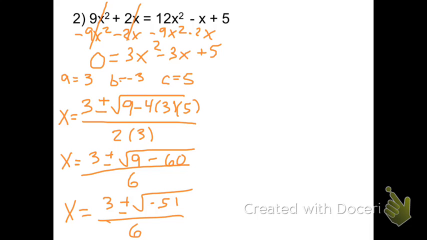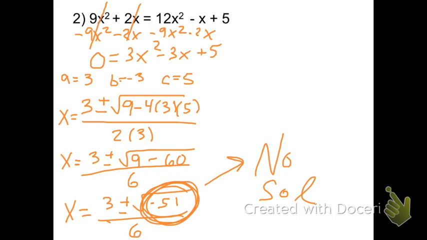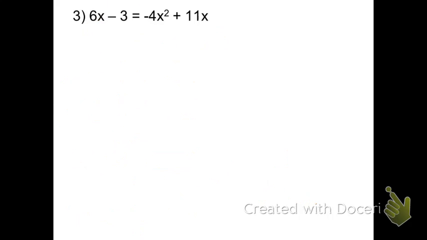This doesn't happen a lot, but since the number under the square root symbol is negative, that means again there is no solution. So let's do one where there is a solution, hopefully, and it'll be this last one. This last one, I'm going to try to bring everything over to the left side, because again, I know it will make my x squared positive.